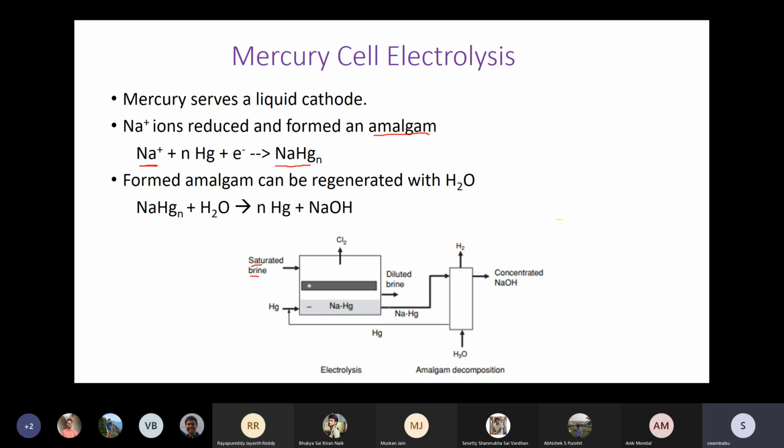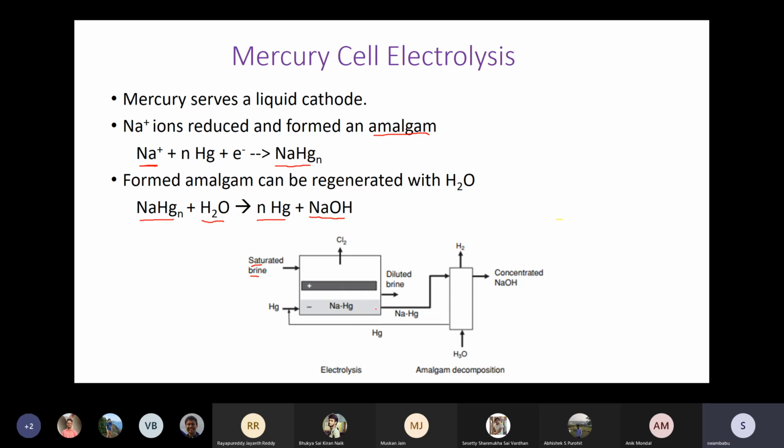What they found is that when this amalgam reacts with water, the sodium combines with hydroxyl ions and forms NaOH, and the mercury is separated. Whatever H+ ions are there combine and form hydrogen gas.